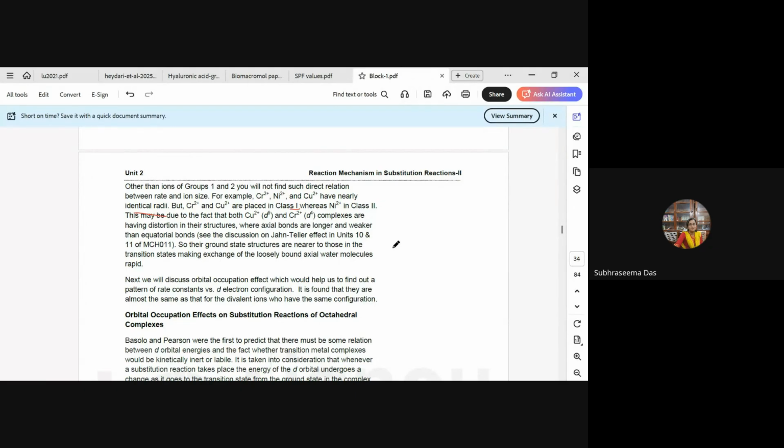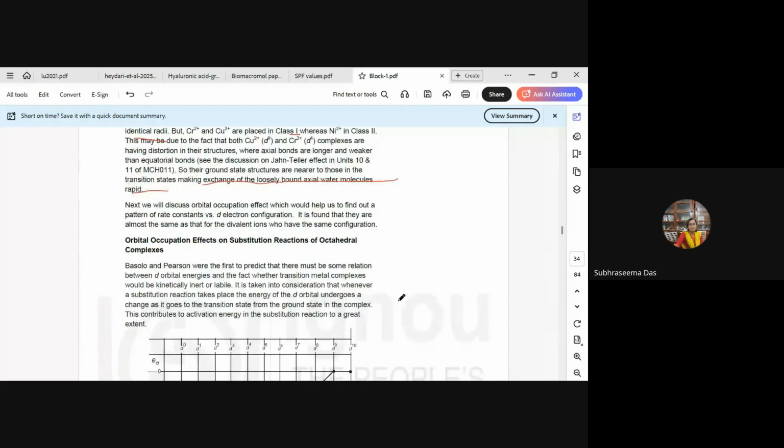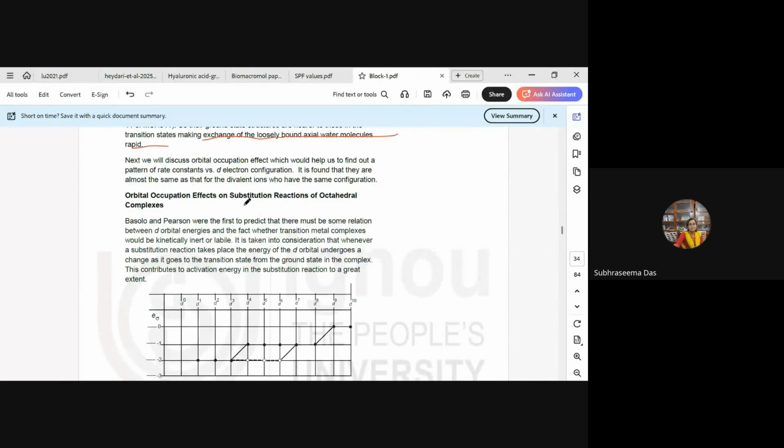This is because copper 2+ is d9 and chromium 2+ is d4. They have distortion in their structures where axial bonds are longer and weaker than equatorial bonds, and this is actually an effect of the Jahn-Teller distortion. So their ground state structures are nearer to those in the transition states, making exchange of the loosely bound axial molecules rapid.